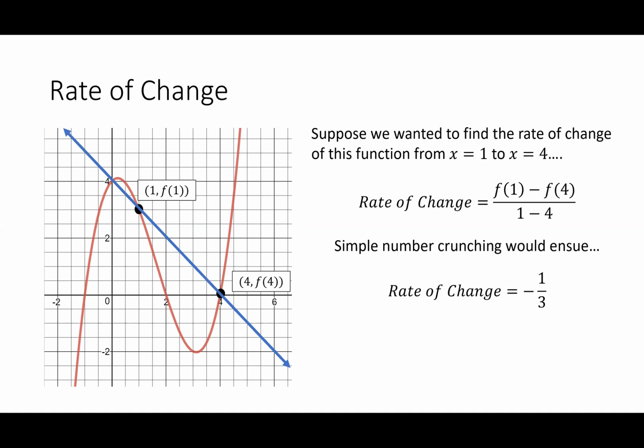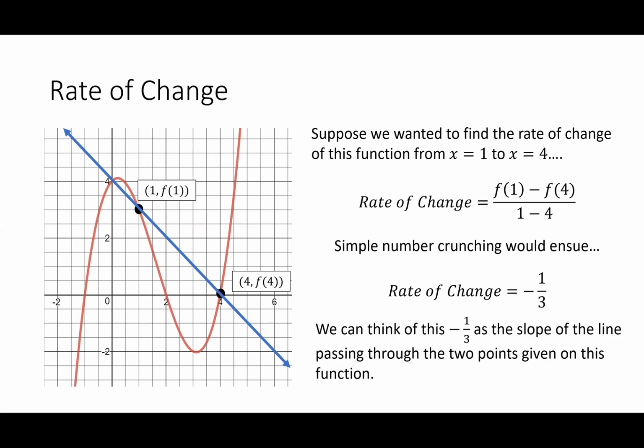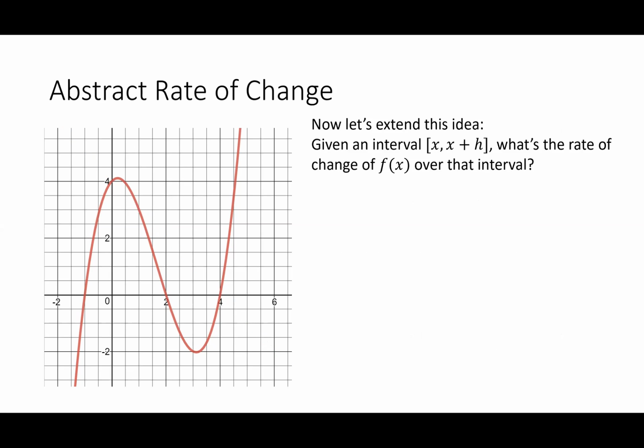And so if I think about the line between these, what I'm really doing is finding a line between those 2 points in particular. Think of the slope of negative 1/3 as the rise over run of the line running through those 2 points. If you think about it, the function isn't actually doing anything here. I'm really just computing the slope between 2 points.